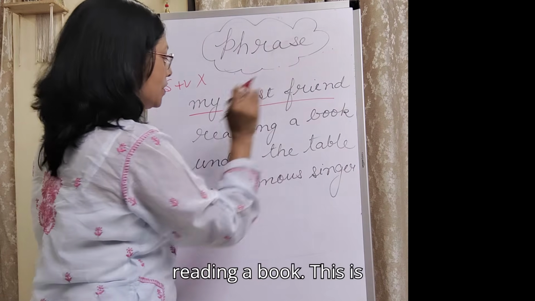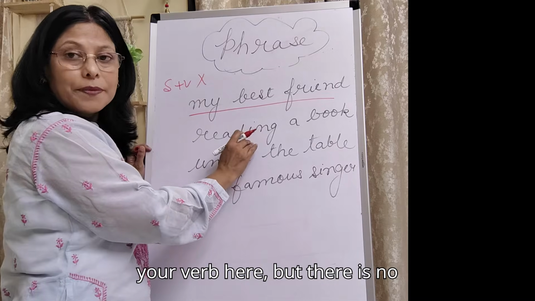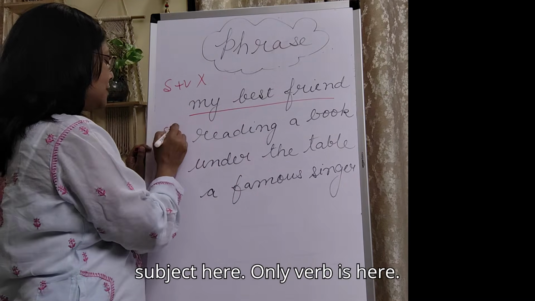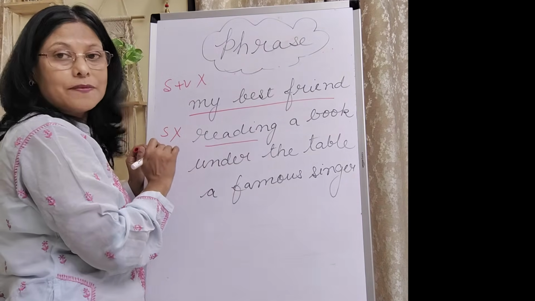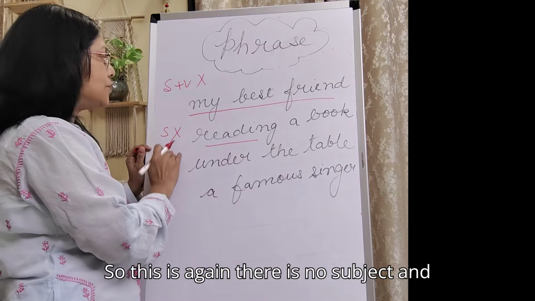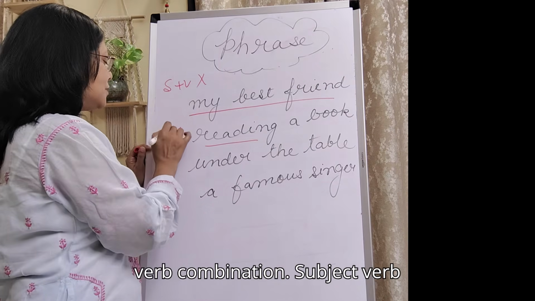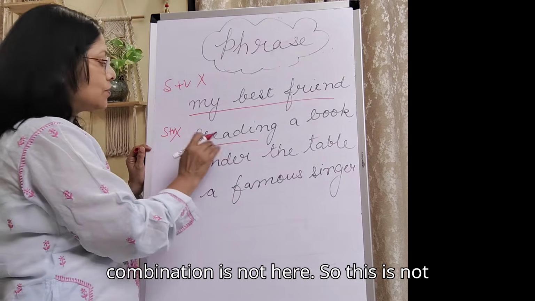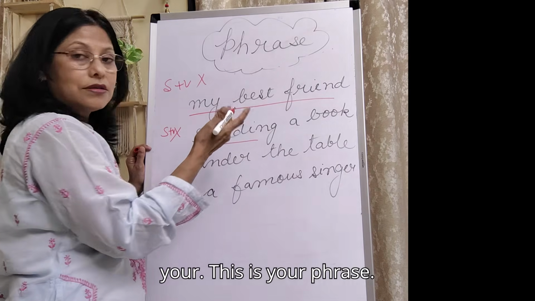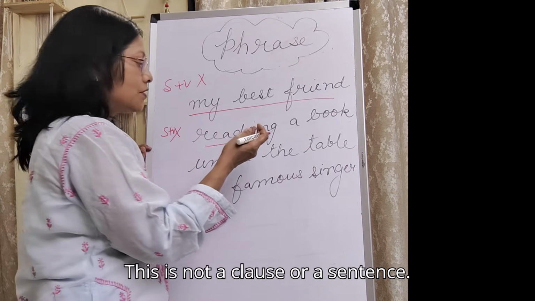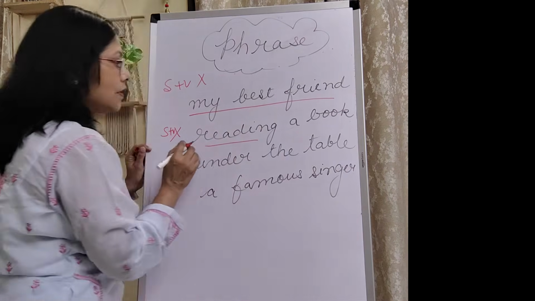Reading a book. This is your verb here, but there is no subject here, only a verb. So again, there is no subject and verb combination. Subject plus verb combination is not here. So this is your phrase. This is not a clause or a sentence.